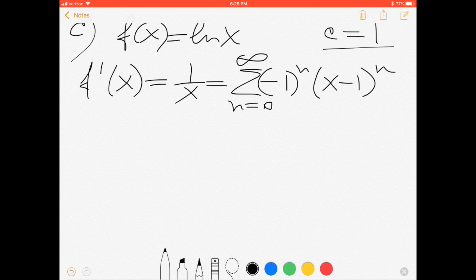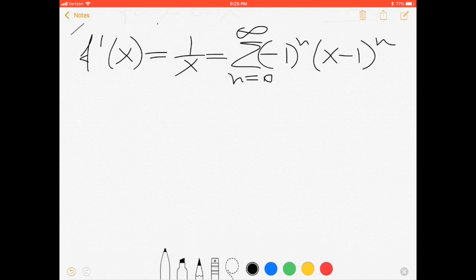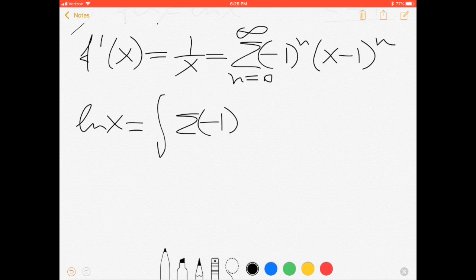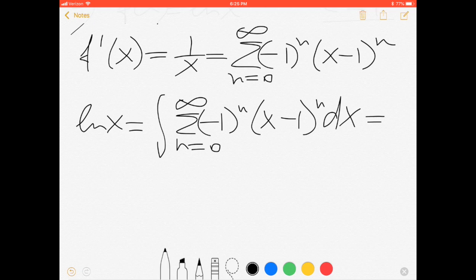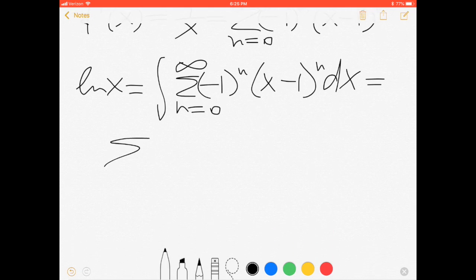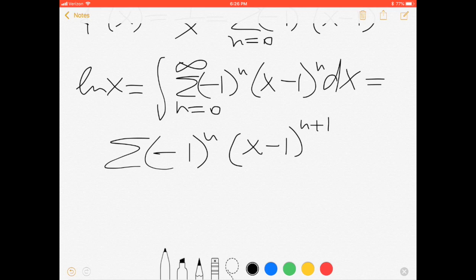Take the integral of both sides. We have natural logarithm of x equals the integral of the series negative 1 to the power n times x minus 1 to the power n dx, which is equal to negative 1 to the power n times x minus 1 to the power n plus 1 over n plus 1, still from 0 to infinity, plus some constant C.